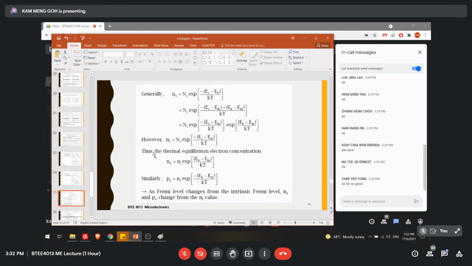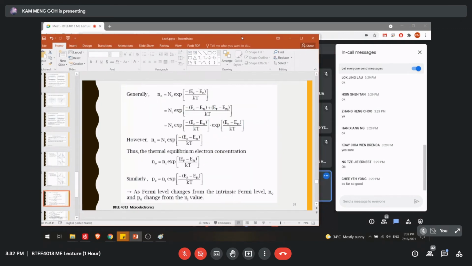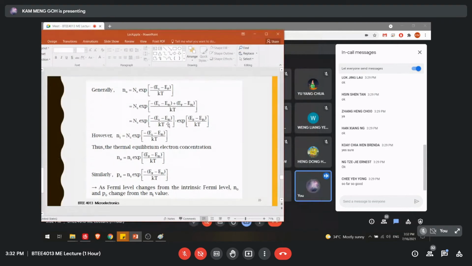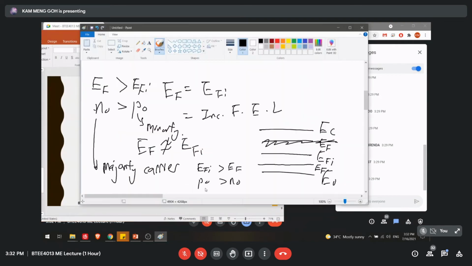Okay, let's go to the formula wise. How are we going to play around with the formula? Can we include the EF and the EFI in our formula? Yes, we can do that. But how are we going to do this? So let's see.